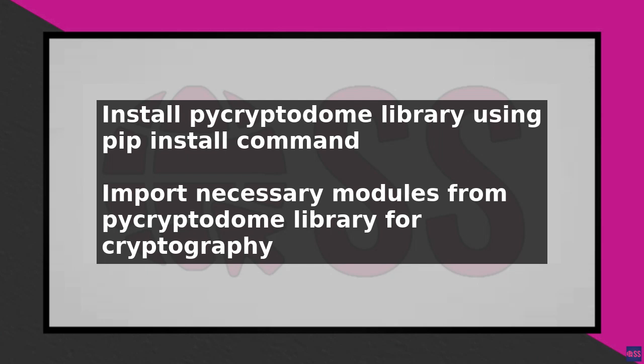Next, you can use the hash function to hash a string. For example, you can use the code h equals SHA-256.new(data.encode()) to hash a string.